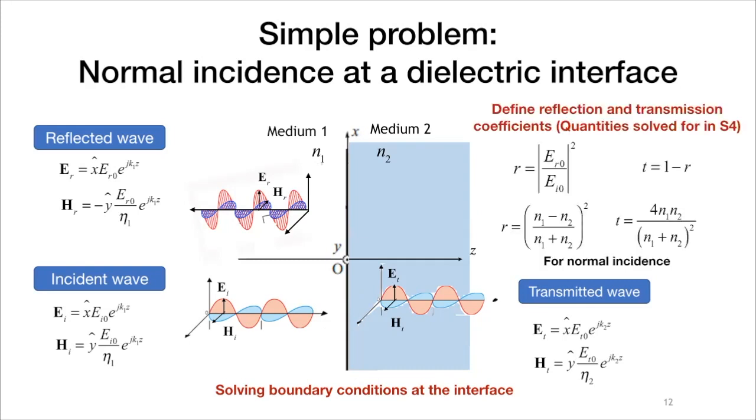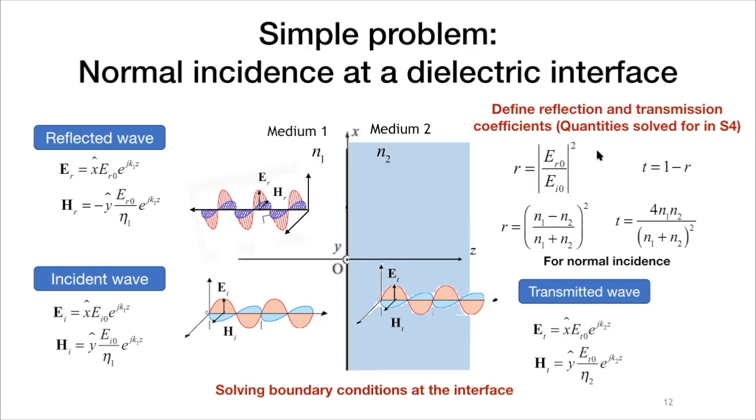But what we want to know here is what we call the reflection and the transmission coefficients, because these are the quantities that will be solved for in S4. These will be the quantities you will look for in your simulation. And we define R, the reflection coefficient, as the ratio between E_r0, the reflected field amplitude, and E_i0, the incident field magnitude, absolute value squared.